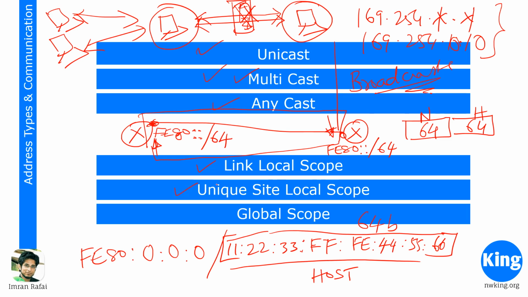Unique site local scope. Now unique site local scope can be compared to our private IP address. We had a private IP address, 192.168.1.1, right? Private IP address and public IP address. The reason we needed private IP and public IP was because of the invention of a technology called NAT, like we discussed. Unique site local scope is a scope that gives a private IP address.